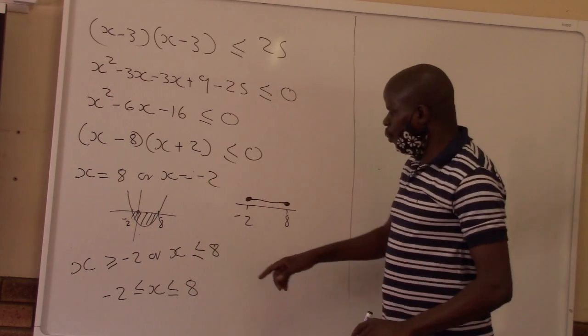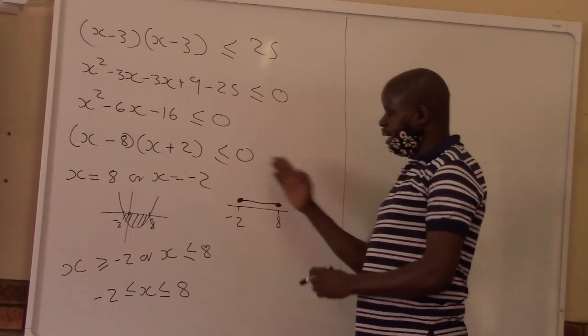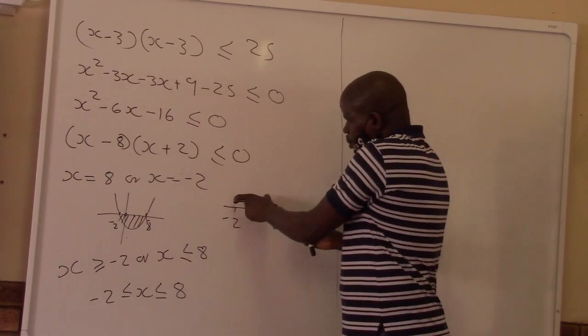So if it's on the number line, greater than negative 2 is going this way, less than 8 is going this way, so then they meet. So that is why they join there.